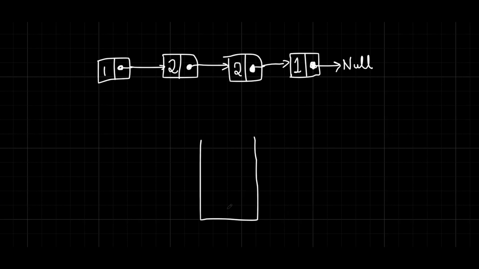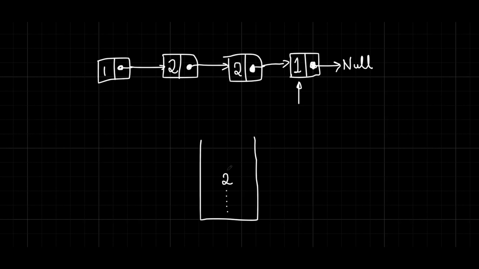Suppose there are lots of values in the stack. The top element of this stack is 2 and our current pointer is indicating this last one. But wait, this one is not equal to the top element of the stack, 2. So in this case, it is not possible for the linked list to become a palindrome.